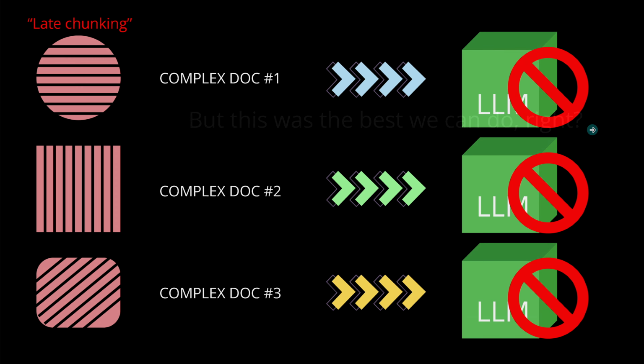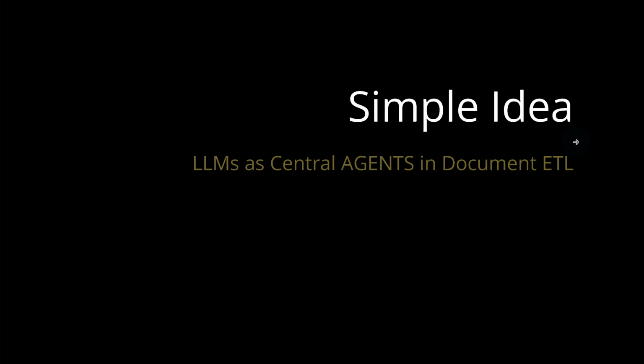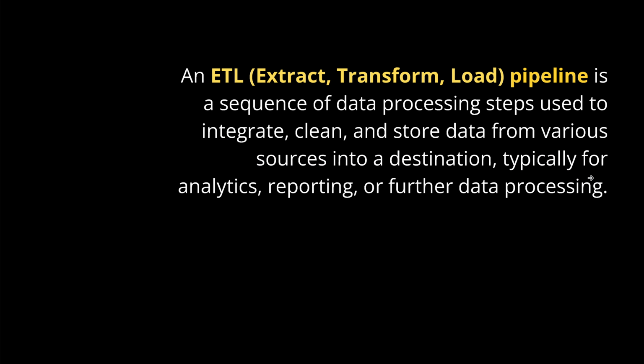So what do we do? Now, we have an idea, yeah? And our idea is to use AI, to use intelligent agents here in our document ETL pipeline. And if you have been around in the 2010s, you know that ETL stands for extract, transform, and load pipeline. So this is a sequence of data processing steps. In the old times, we called it data pre-processing pipelines to integrate, clean, and store the data from various sources for a very specific application.